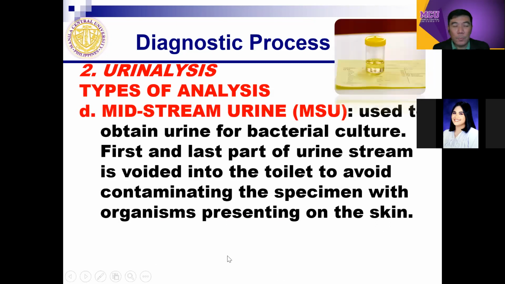So next, the midstream urine. The purpose of the midstream urine, we have identified, is for bacterial culture. Usually the first and last part of the urine stream is definitely not the one that will be collected because of the possibility that the urine is contaminated. So from the term itself, midstream, the mid portion of the volume of specimen can be utilized.